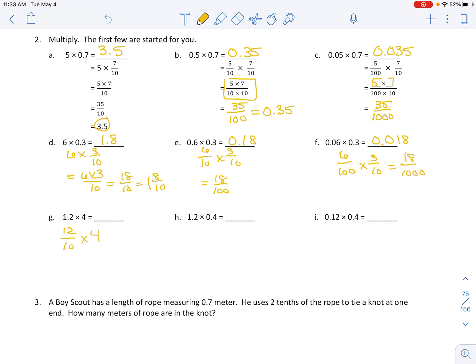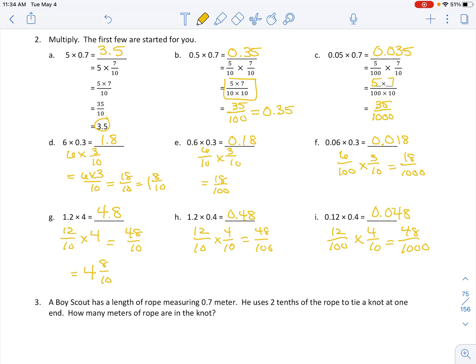12/10 times 4, we get 48/10, which is 4 wholes and 8/10. So we have 4 ones and 8/10. 12/10 times 4/10 is 48 hundredths, 0.48. And then 12 hundredths times 4/10 is 48 thousandths, 0.048.